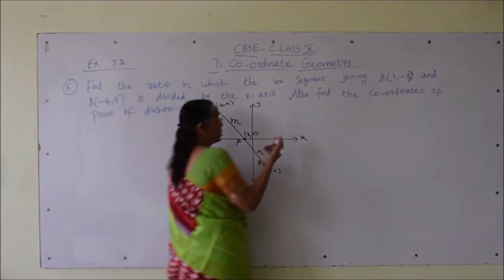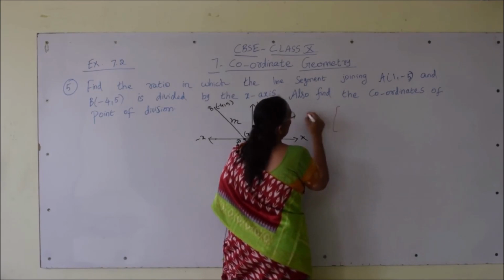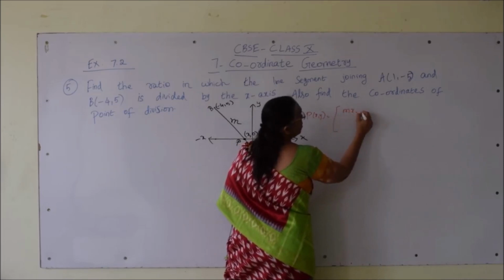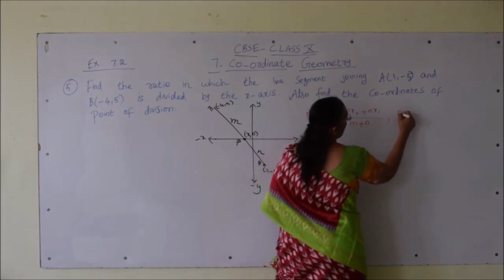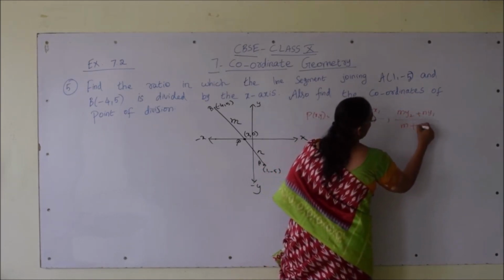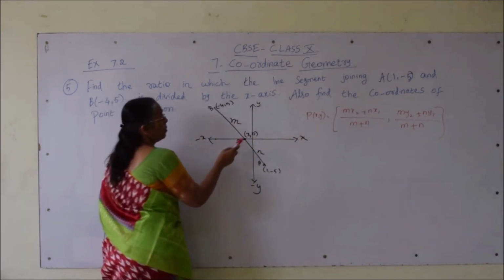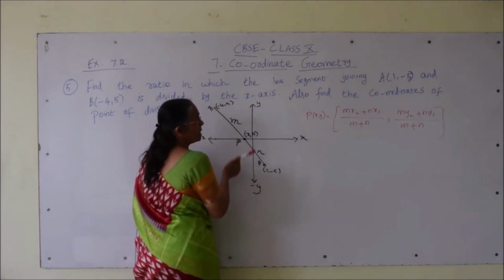if a line segment is joining the points (x1, y1) and (x2, y2) in the ratio m is to n, the section formula gives the point P(x, y) as ((mx2 + nx1)/(m + n), (my2 + ny1)/(m + n)). Now in this problem we have to find out the ratio, that is m and n.